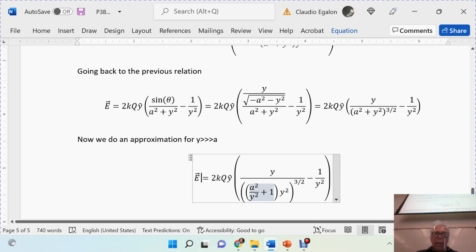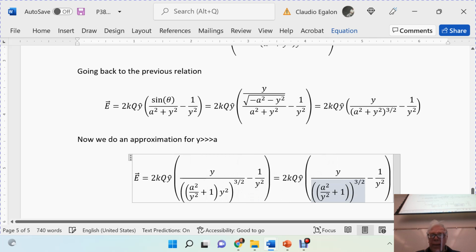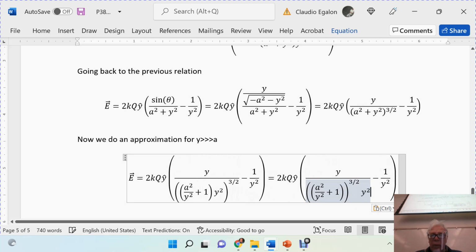Oh, wait a minute, not yet. I'm going to do one more thing here. Okay, I'm going to take this guy out of the parentheses. When I take this guy out of the square root that you have there, it becomes y to the cube, right?